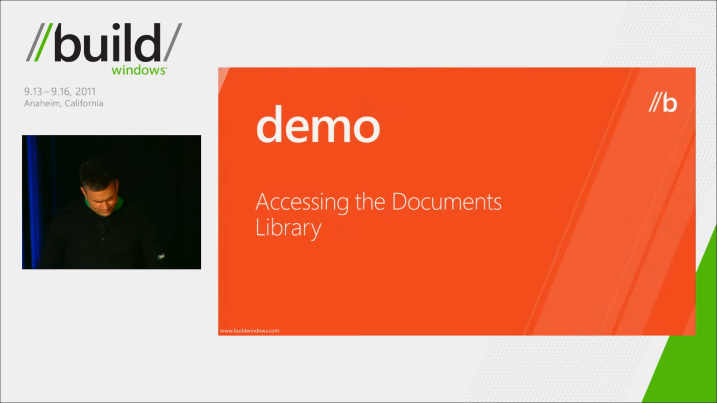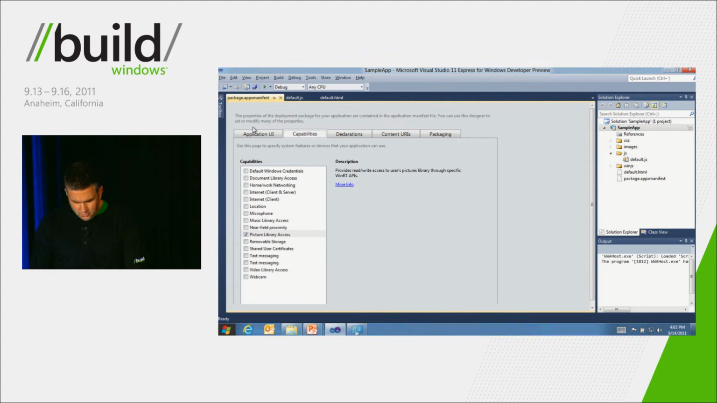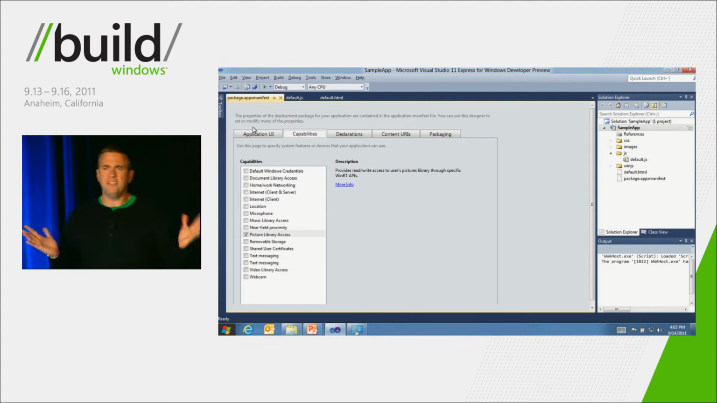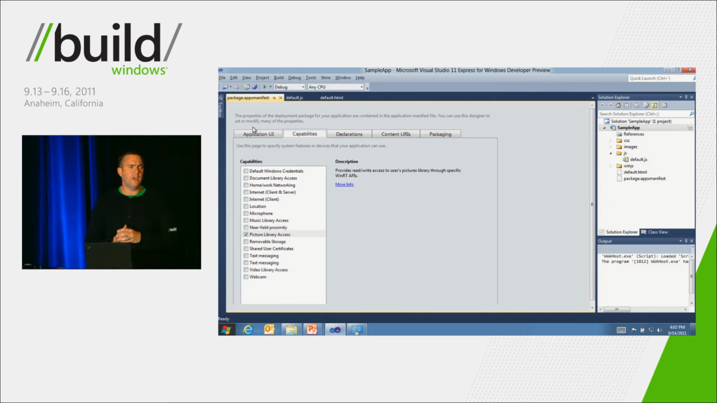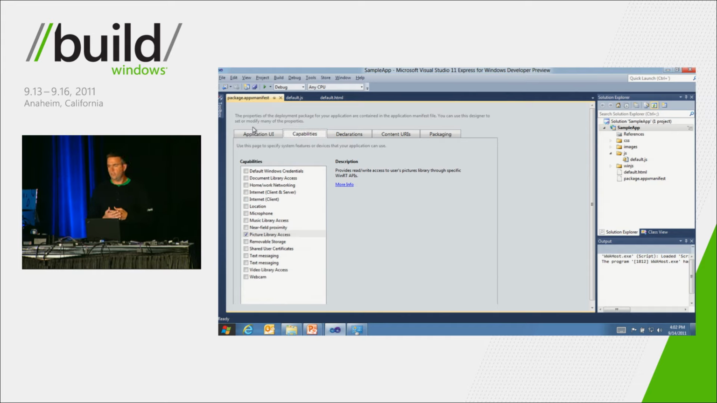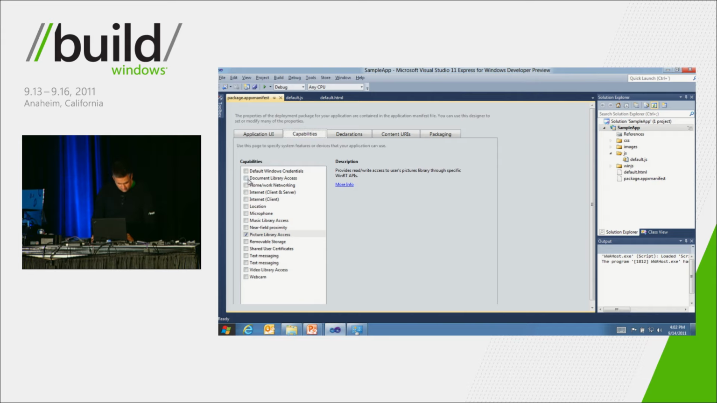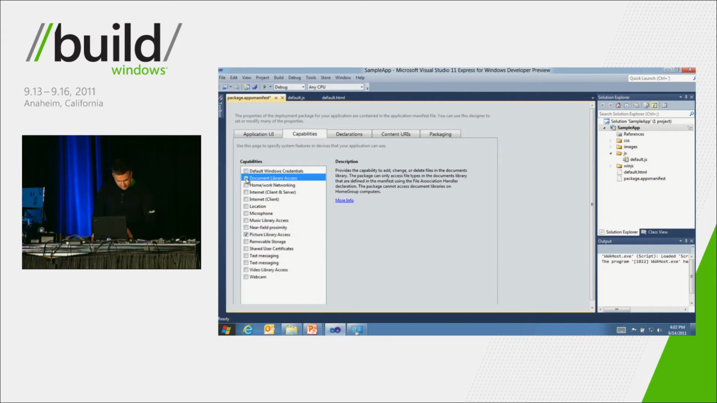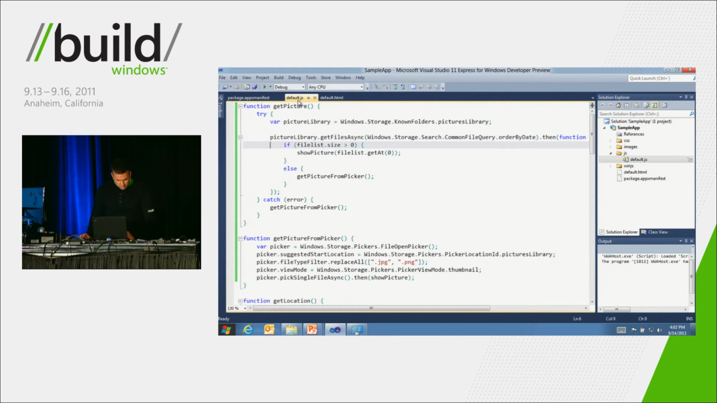All right, so let's take a look at how we go about accessing the documents library. So we'll switch back here. What I'm going to do is look for pictures in the documents library. This is a little bit contrived because obviously most users are going to put their pictures in the pictures library, which is where we found it, but obviously you could substitute any other location for that as well. So we'll go ahead and declare that we want access to the documents library. We'll save that. We'll go back over here. And what I'm going to do is just change the pictures library to the documents library.